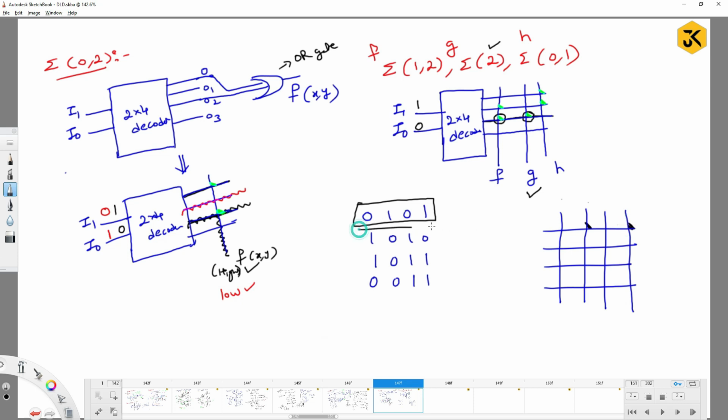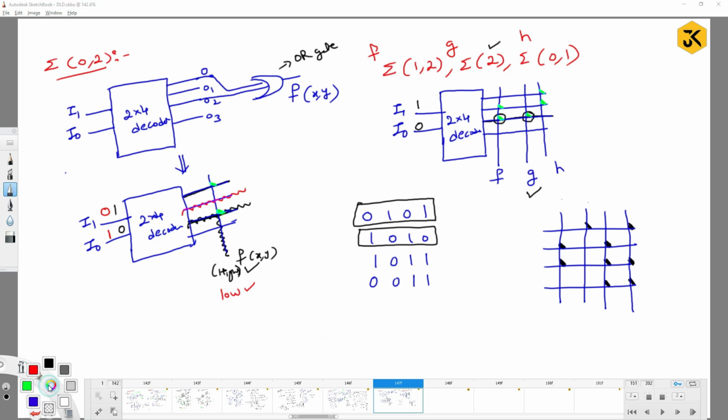Similarly, for 1 0 1 0, the link should exist here and here. Similarly, for 1 0 1 1, the links should exist. Similarly, for 0 0 1 1, the links should be like this. Am I right? So it's a simple matrix representation, right?